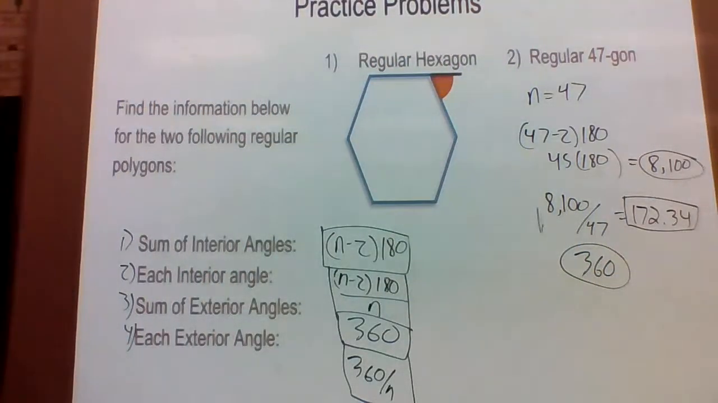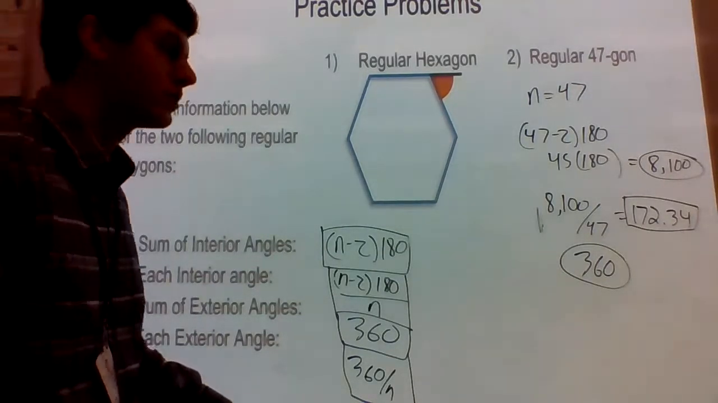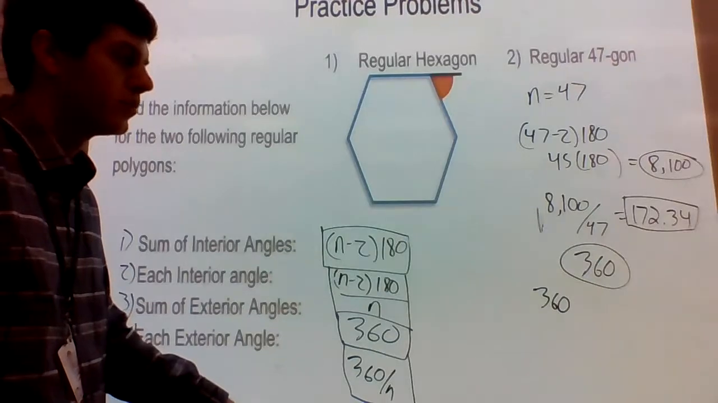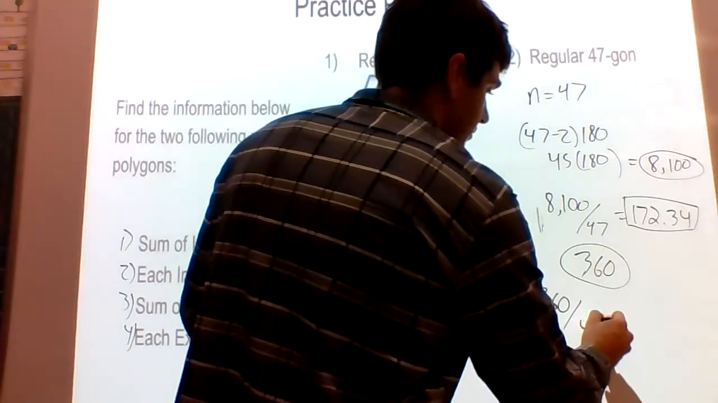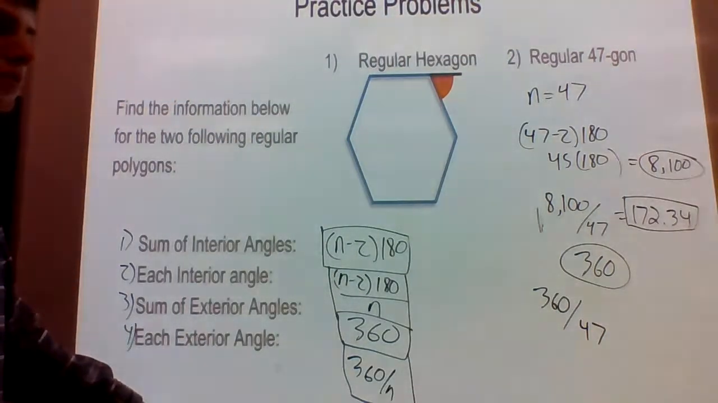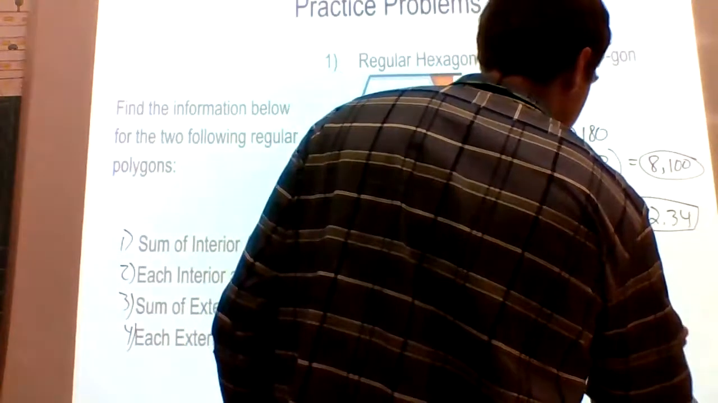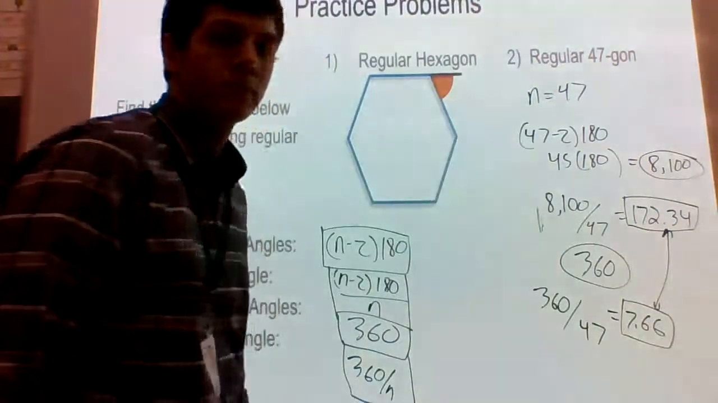The sum of the exterior angles is always 360 for every polygon. And then to find each exterior angle, we have to divide by how many exterior angles there are. How many exterior angles are there? The same number as interior angles. So we do 360 divided by 47, which should give us 7.66, I believe. Let me check. 7.66. Yep, and that makes sense because these two should be supplementary.